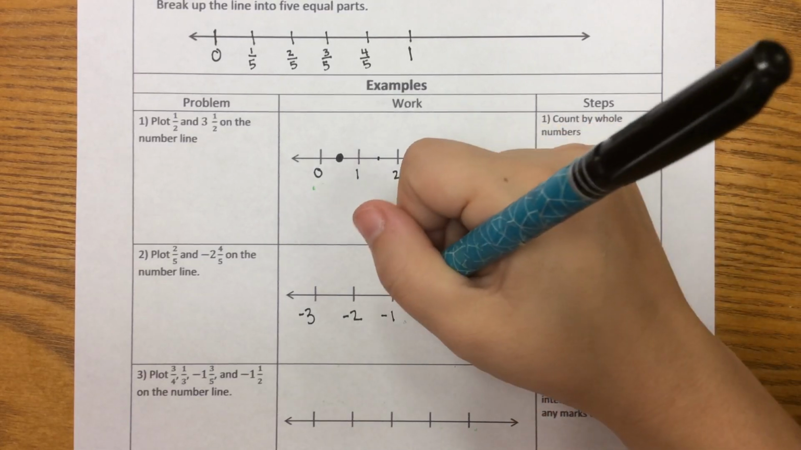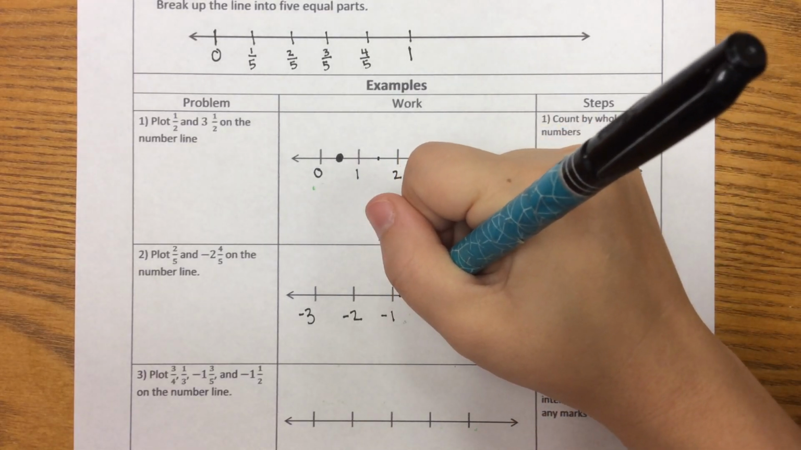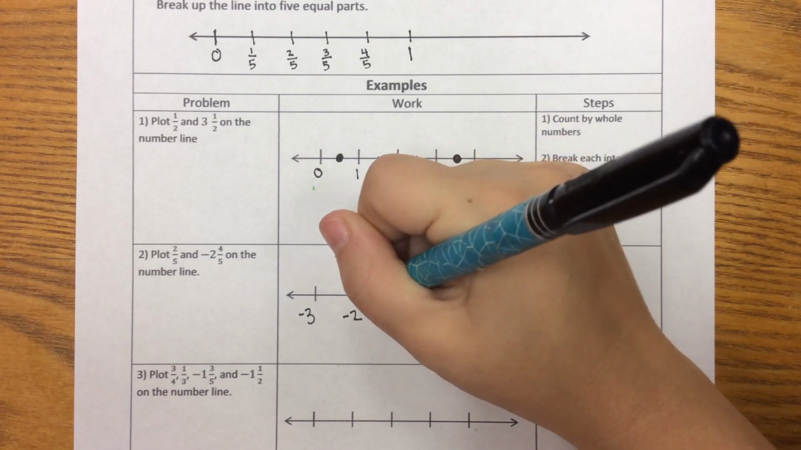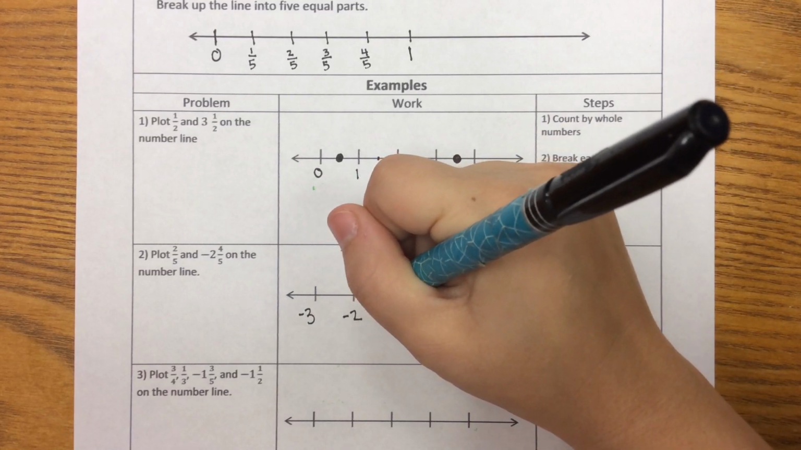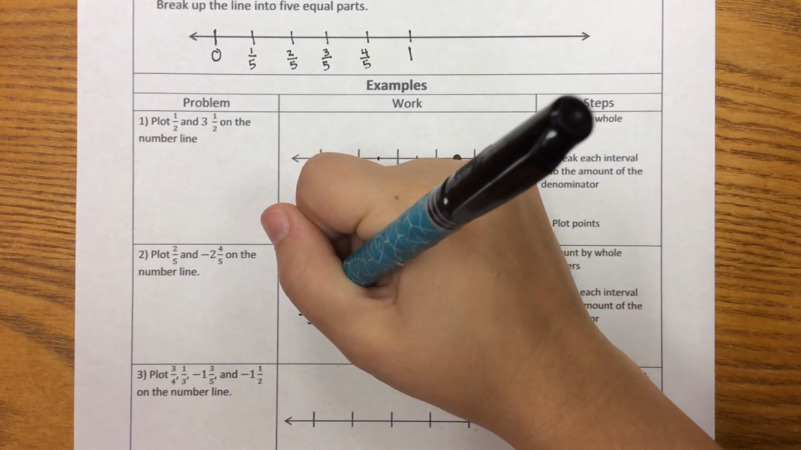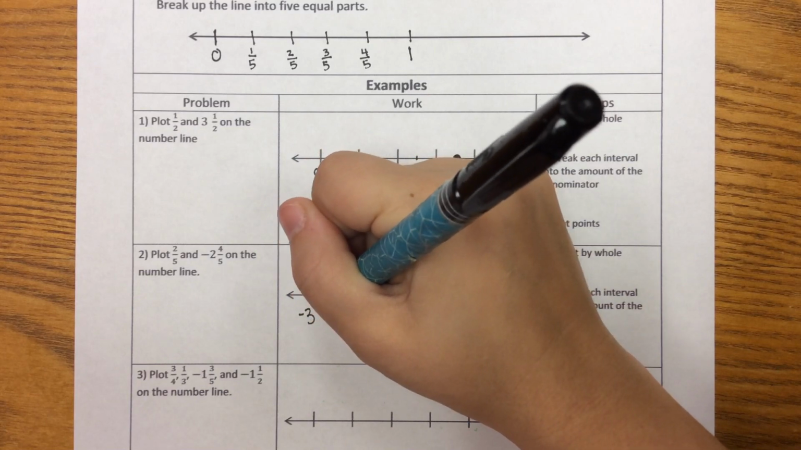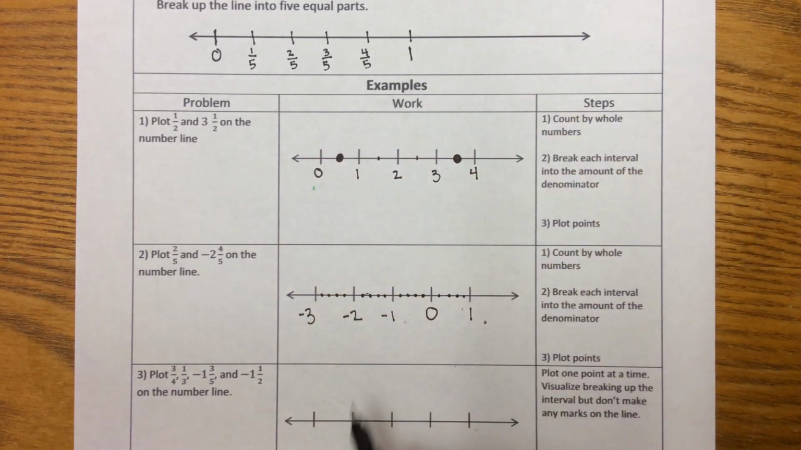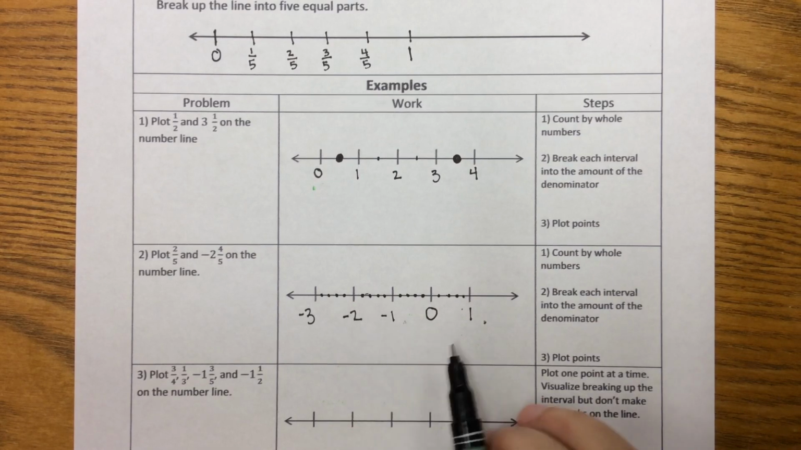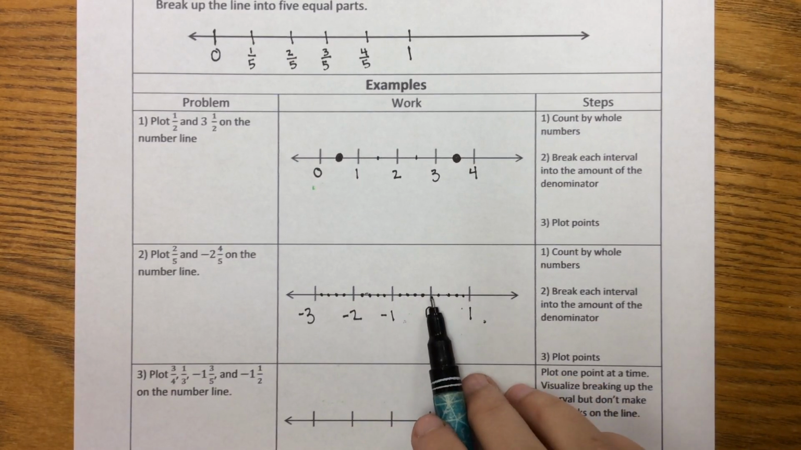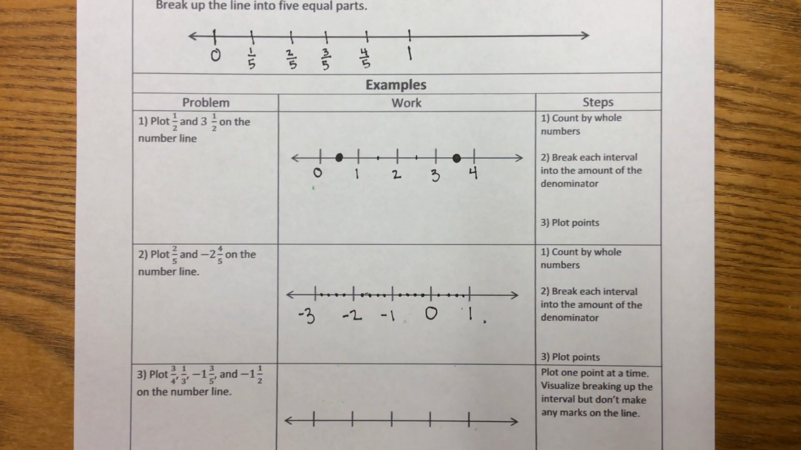1, 2, 3, 4, 5, for each interval. There are actually only 4 dots in between each one because we want 5 spaces.